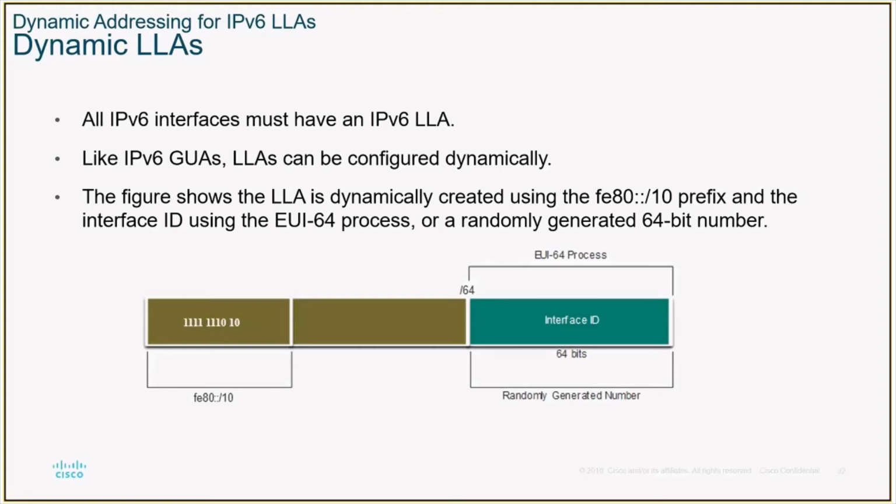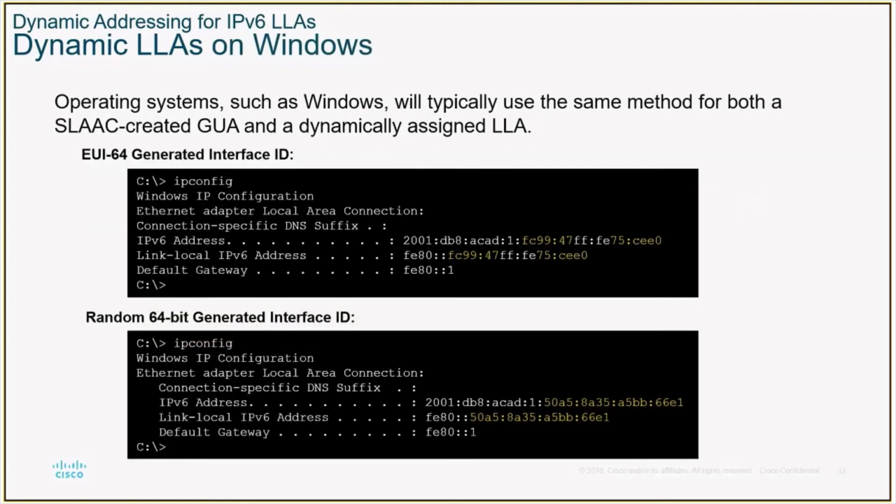Normally the host will use the same interface ID for both the GUA as well as the LLA. And I think that's what this slide is showing us here. Operating systems such as Windows will typically use the same method for both the SLAAC-created GUA and also the dynamically assigned LLA. So if you look at the global unicast address and the link-local address, the host section will often be identical. And so this is EUI-64. This is just a pure random number. Why randomize twice when you don't need to?